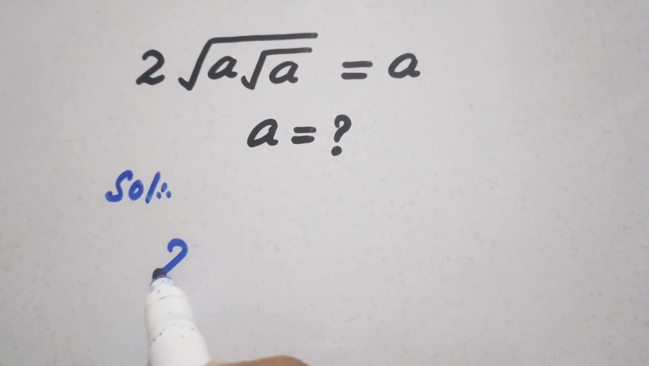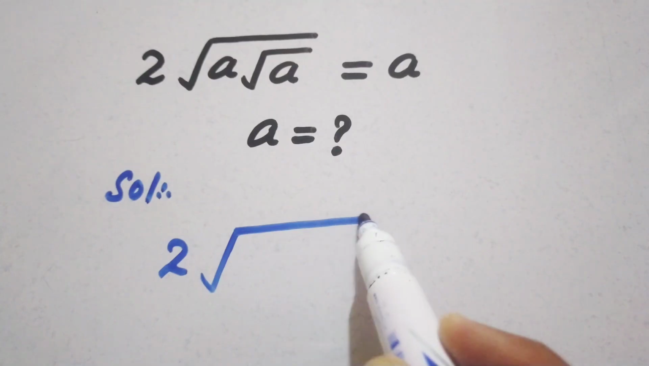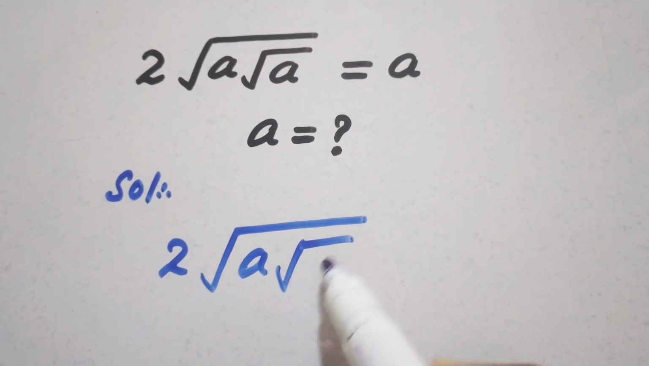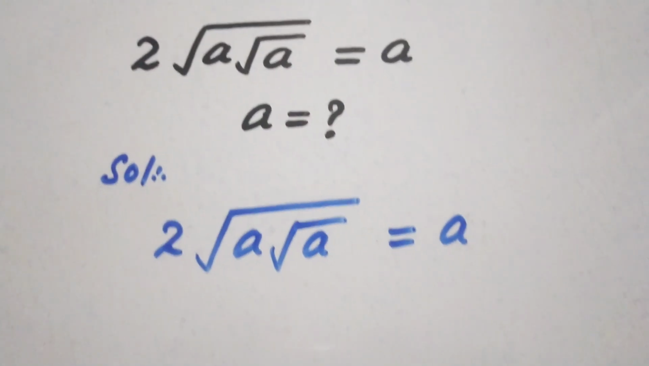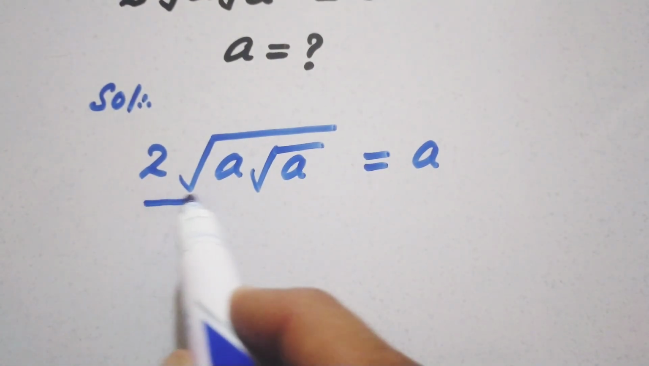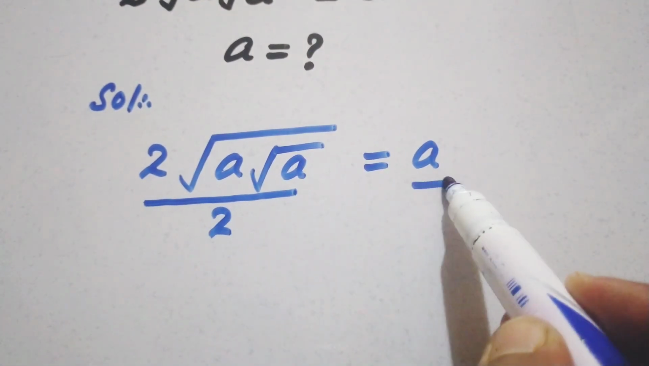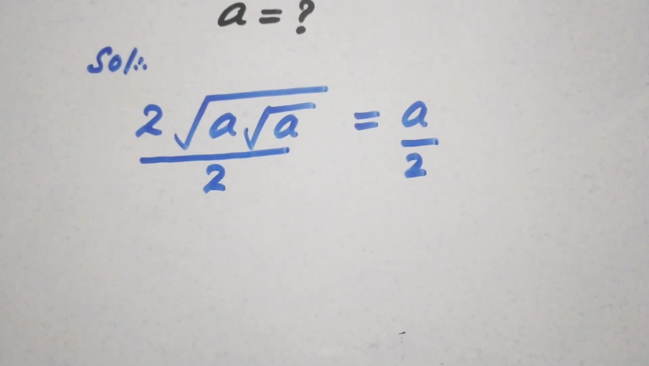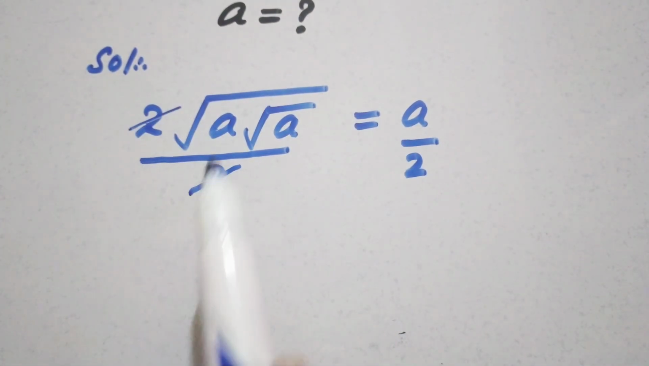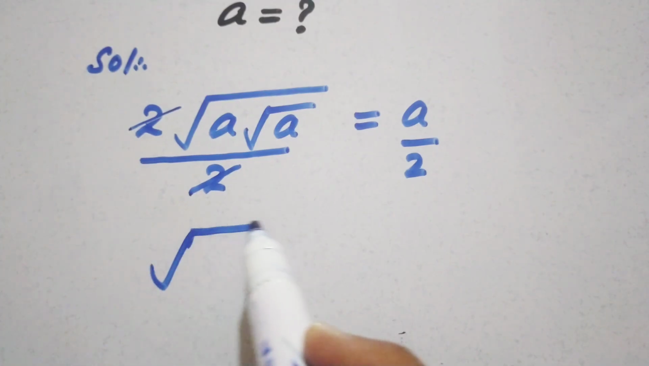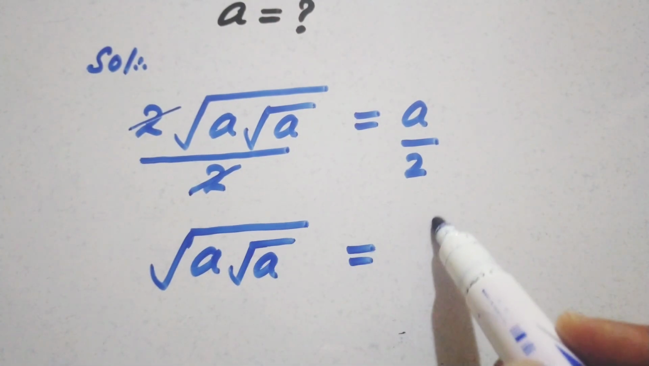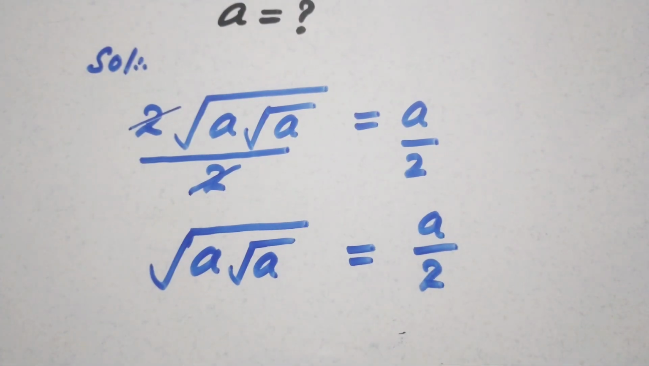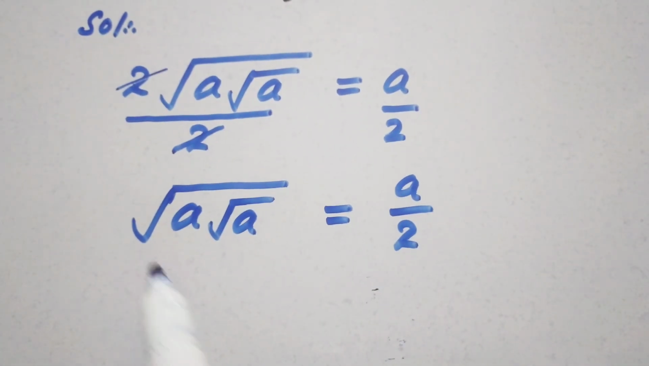As we have 2 into square root of a into square root of a is equal to a, dividing both sides by 2, the 2 from denominator and 2 from numerator cancel out each other. We will be left with square root of a into square root of a is equal to a divided by 2. Now squaring on both sides.